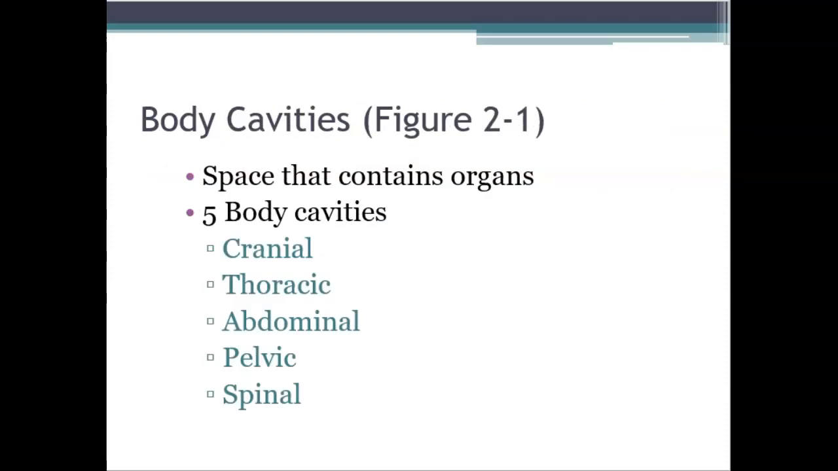Body cavities, figure 2.1: space that contains organs. There are 5 body cavities: cranial, so we're thinking head area; thoracic, we're thinking chest area; abdominal, we're thinking the stomach area; pelvic, we're thinking down in your private region; and spinal area is to the back or down your spine.